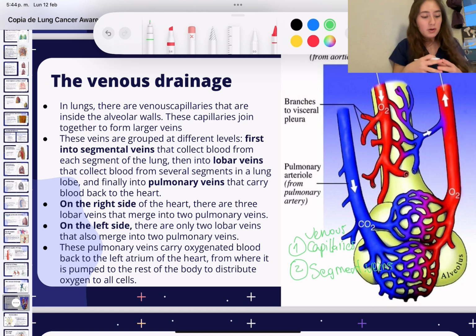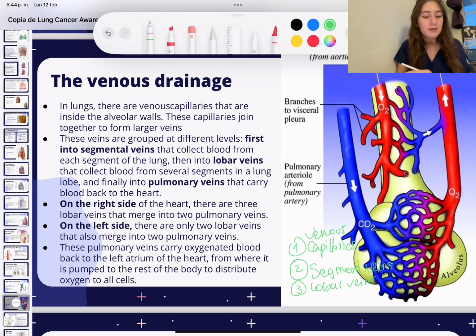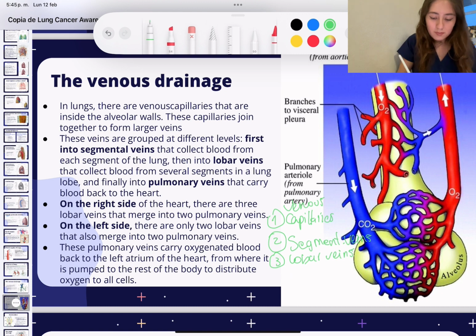They collect blood from each segment of the lung, and then they become lobar veins. Lobar veins collect blood from several segments in a lung lobe. And finally, they become pulmonary veins that are the main ones. Pulmonary veins.